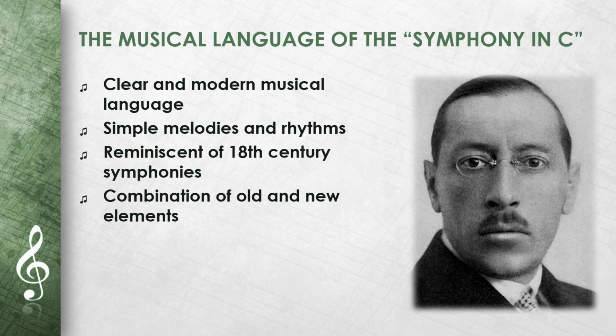The musical language of the Symphony in C is clear and modern. Stravinsky uses simple melodies and rhythms. The music is reminiscent of classical symphonies of the 18th century. Nevertheless, there are many modern elements, such as unusual rhythms and harmonies. The combination of old and new makes the work particularly exciting.